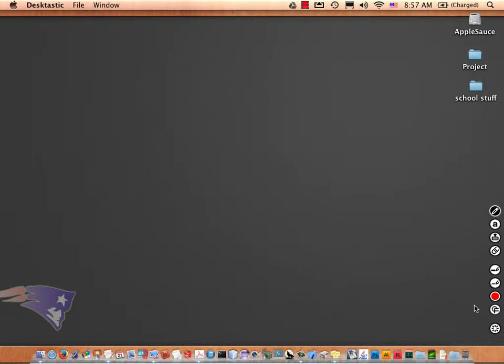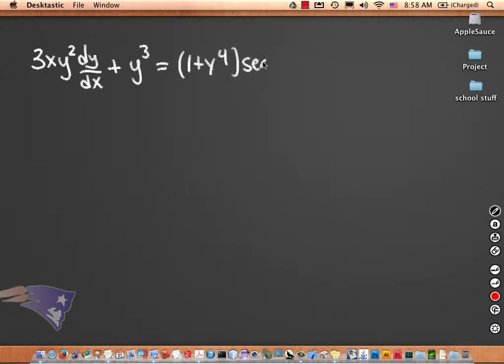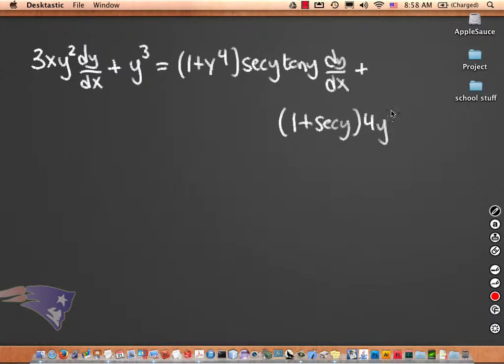All right, well, you're going to have to tell me what I had on the board because I just erased it. You had 1 plus y to the 4th power. Well, start from the beginning. You had 3x y squared dy dx plus y cubed equals 1 plus y to the 4th power secant y tangent y dy dx plus 1 plus secant y times 4y to the 3rd power. Do you see where the dy dx is coming from now?